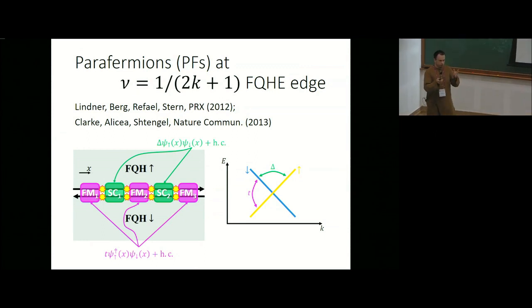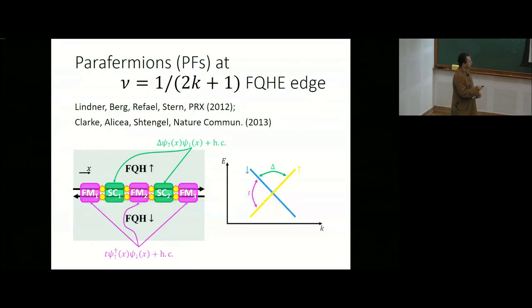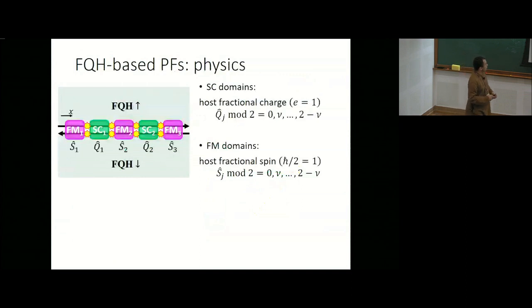Right, so we want to understand what these parafermions are, what they do, why. For that, we'll need to understand the physics of these domains. The physics of these domains is like this. Let's start with the superconducting domains. Think of a conventional superconductor at zero temperature. It can host a number of Cooper pairs. I can add a Cooper pair, I can remove a Cooper pair. This doesn't cost me any energy. If I want to add an extra electron there, that does cost me energy.